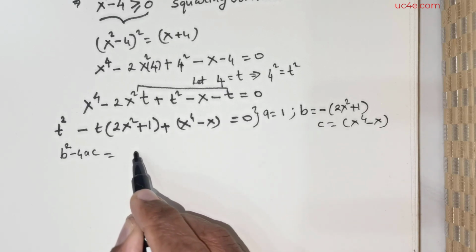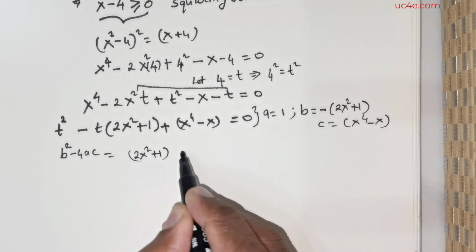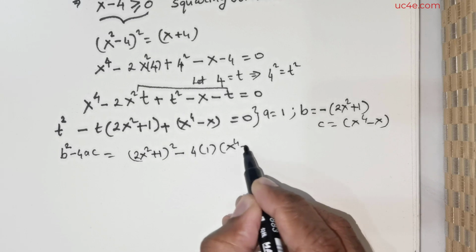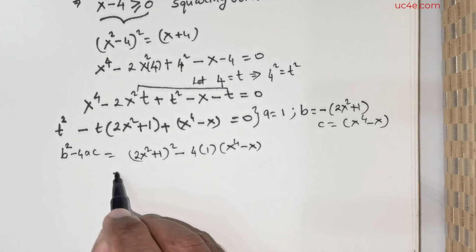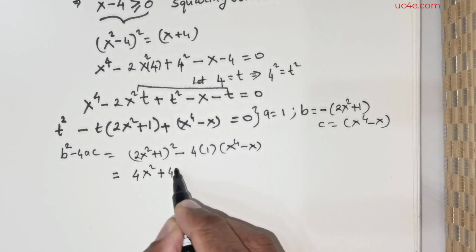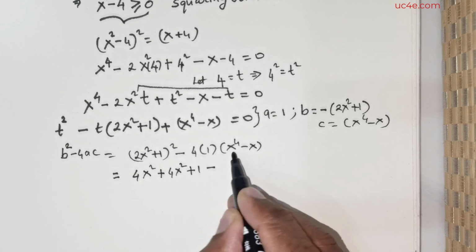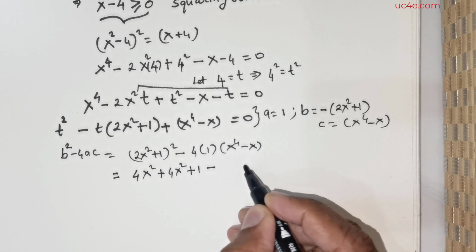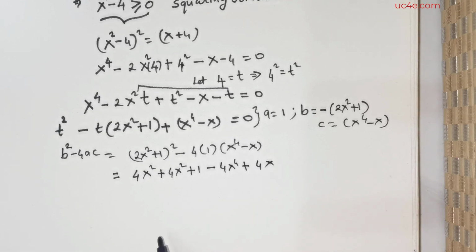So let me calculate b squared minus 4ac using these values. I'm squaring this quantity, so it's going to be 2 times x squared plus 1 raised to the power of 2, minus 4 times a, which is 1, and my c is x to the power of 4 minus x. Now if I were to expand this, this is going to give me 4 times x squared plus 4 times x squared plus 1 minus, just to distribute the quantity 4 for this quantity x to the power of 4 minus x, and that would give me minus 4 times x to the power of 4 plus 4 times x.